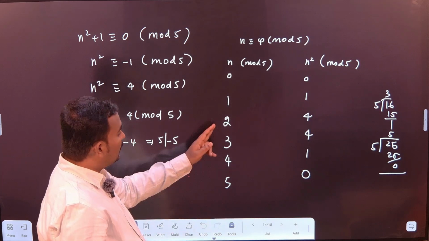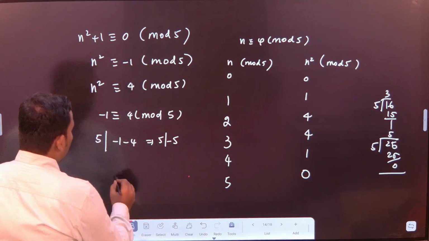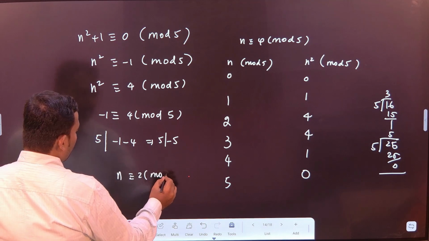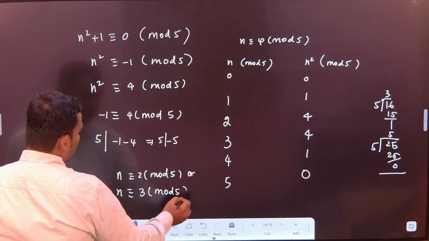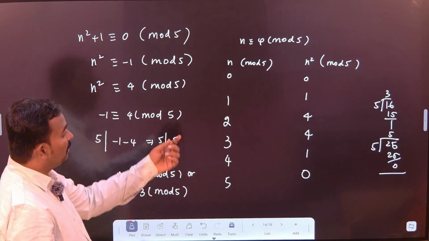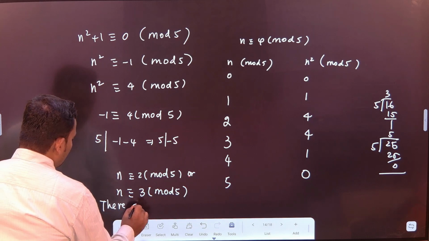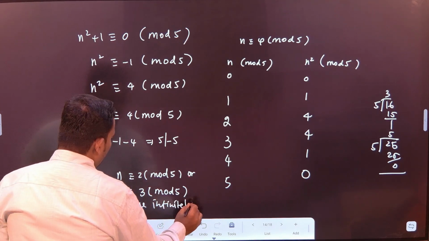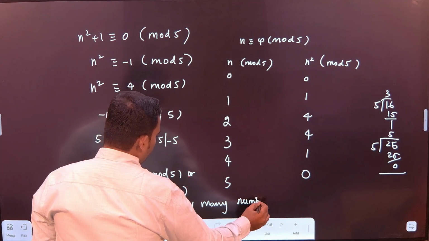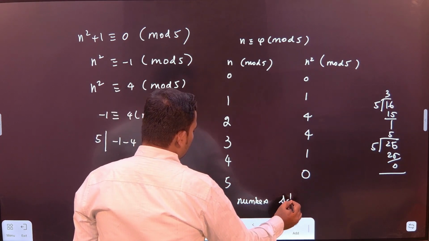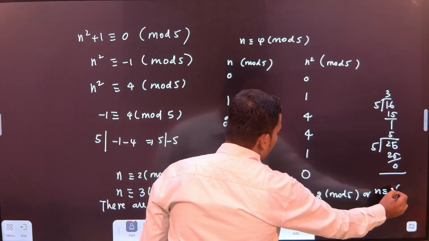So therefore you can take n congruent to 2 modulo 5 or 3 modulo 5. Any n you take that is congruent to 2 modulo 5 or congruent to 3 modulo 5, the n square will be 4 modulo 5, you can say. Therefore we can say there are infinitely many numbers such that n is congruent to 2 modulo 5 or n is congruent to 3 modulo 5.